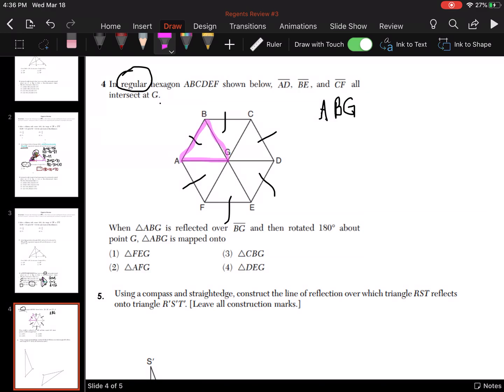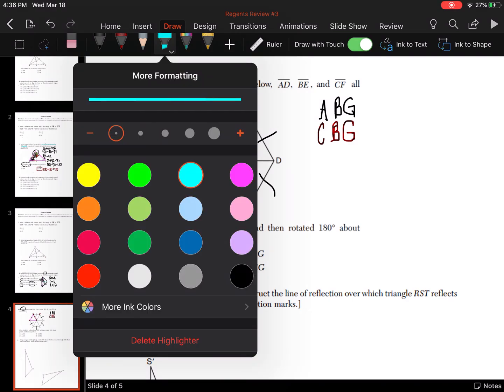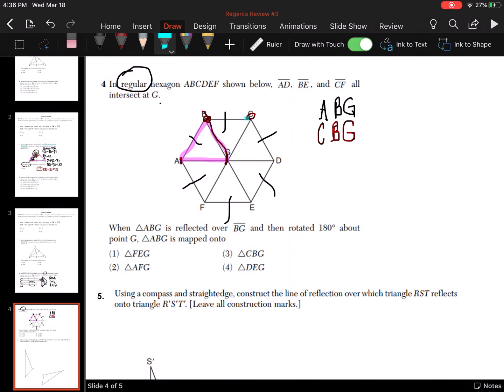Now that is being reflected over BG, so I'll draw the reflection line right there. We're going to reflect it over that line. So A is going to jump over the line and become C. B is already on the line of reflection, so it's going to stay B. And actually G is already on the line of reflection, so it's going to stay G. Okay, so now I'll highlight it in a different color. Now we're working with CBG.